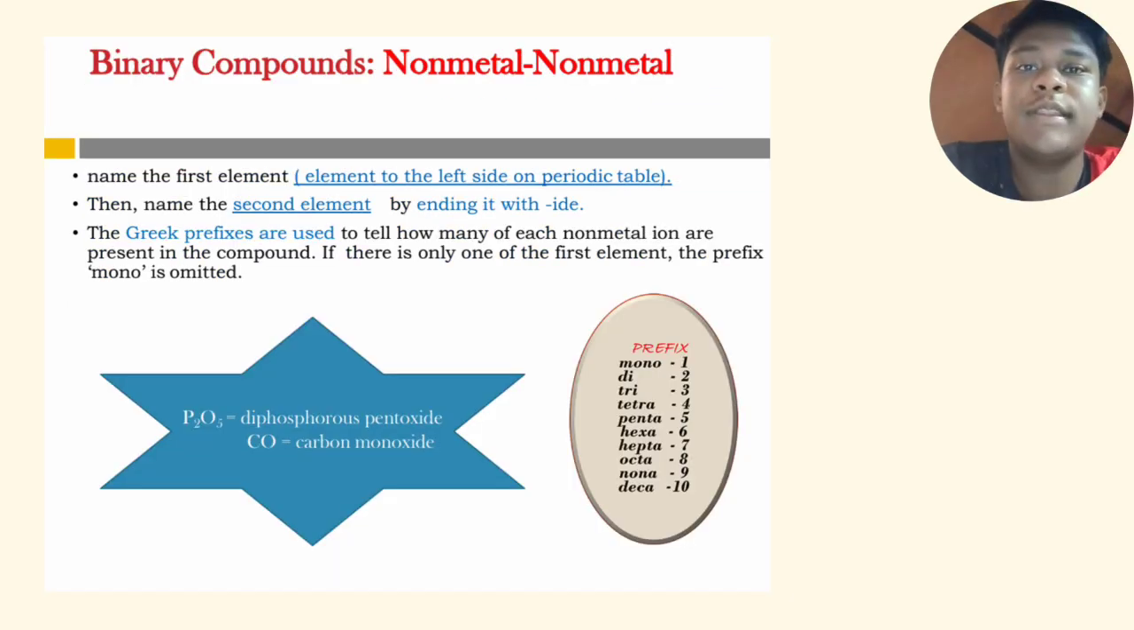For nonmetal to nonmetal, name the first element, the one to the left side on the periodic table. Then name the second element by ending it with IDE. The Greek prefixes are used to tell how many of each nonmetal ion are present in the compound. If there is only one of the first element, then the prefix mono is omitted.